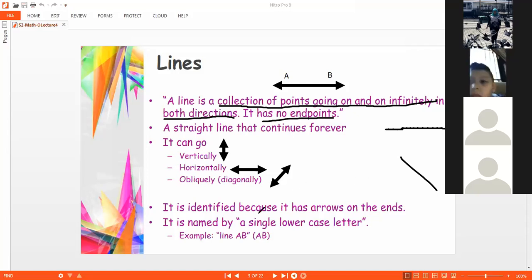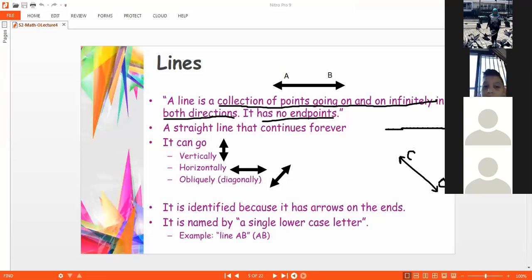It is identified because it has arrows at the end. Every line that has an arrow like this on both sides is a line. Very good. Why do we put an arrow? Just to indicate that I can extend from this side. So this is a line. Now, how do I name a line? We use two letters, A and B. Okay, C, D. Can you see them?